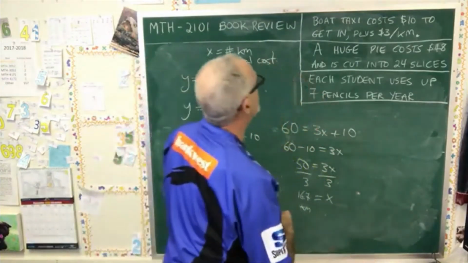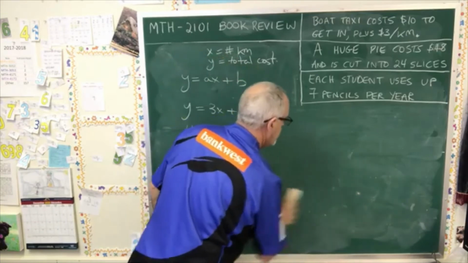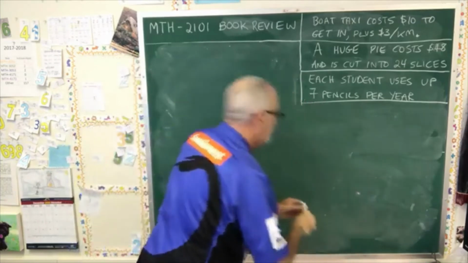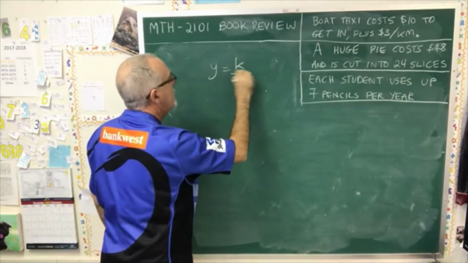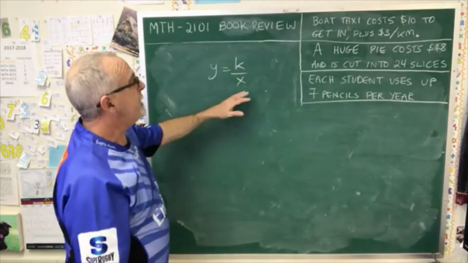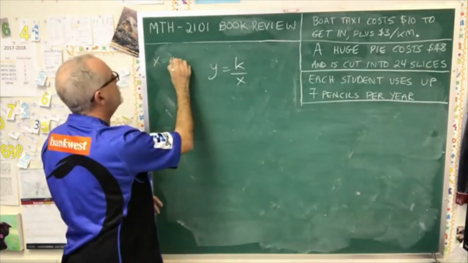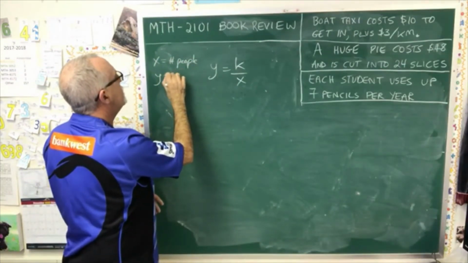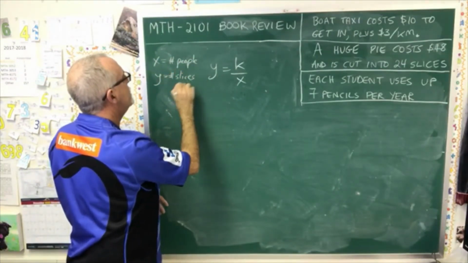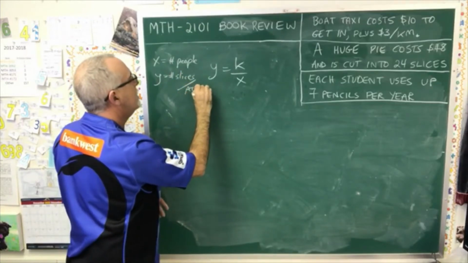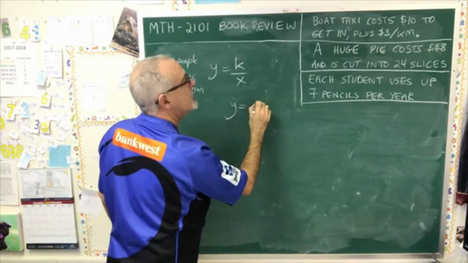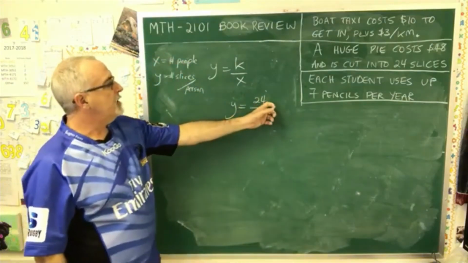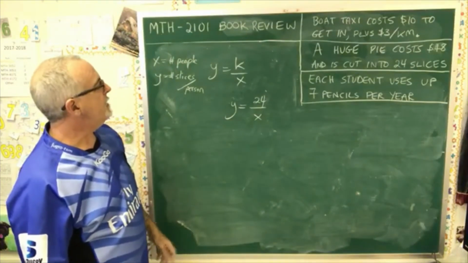Okay, let's take a look at the pie. The pie is an example of the inverse. And the rule for the inverse takes the form y equals k over x. Remember that one. If I define x as the number of people, and y as the number of slices per person, then y equals k over x turns into y equals 24 over x. The k, the proportionality constant, is 24.